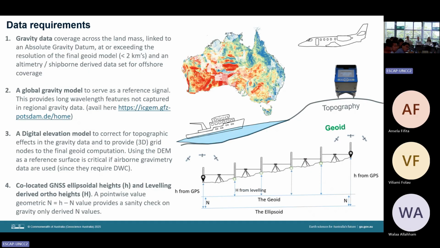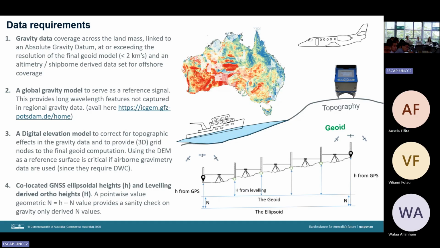So yeah, there's really 4 data components to a geoid model. The first is high resolution gravimetry coverage, the choice of a global gravity model, which we use as a reference, a reliable digital elevation model, and some independent data to do some assessments.